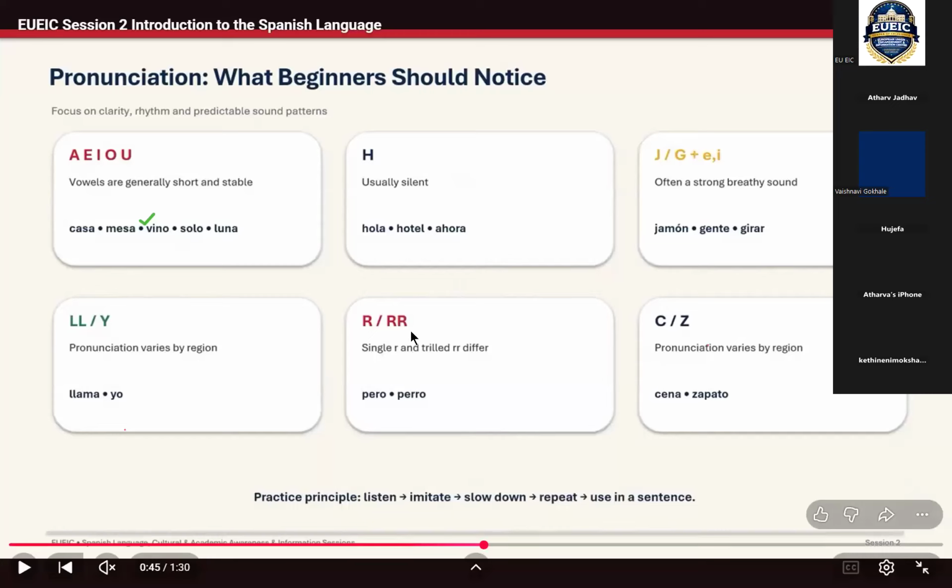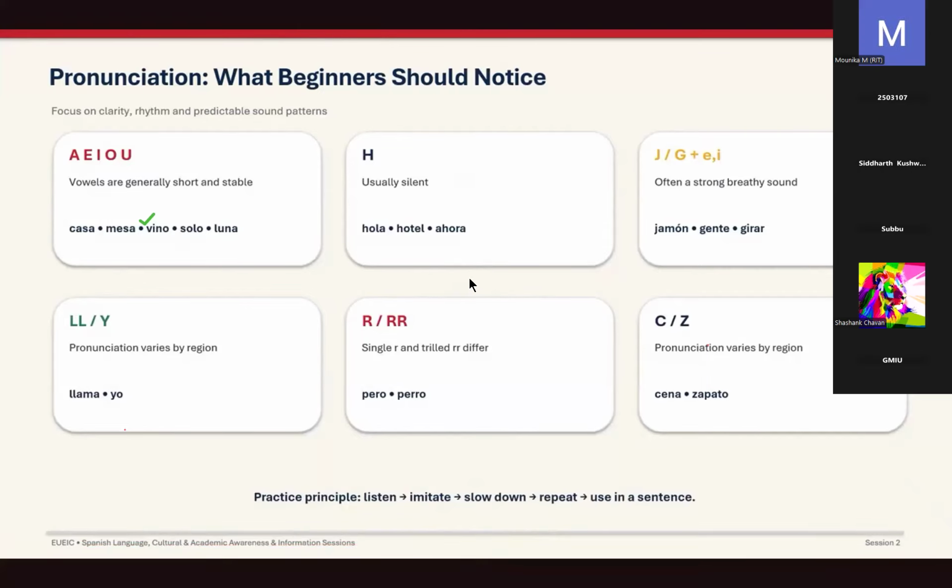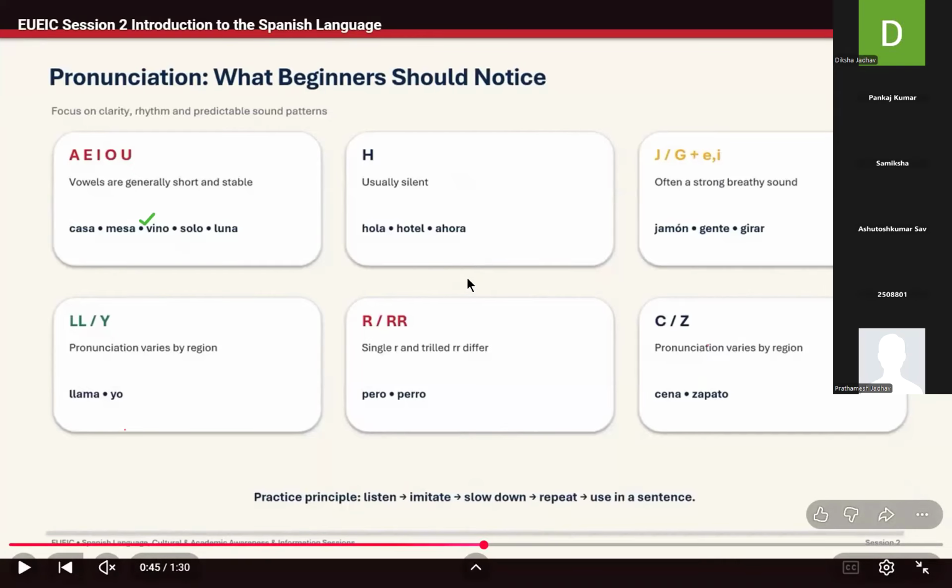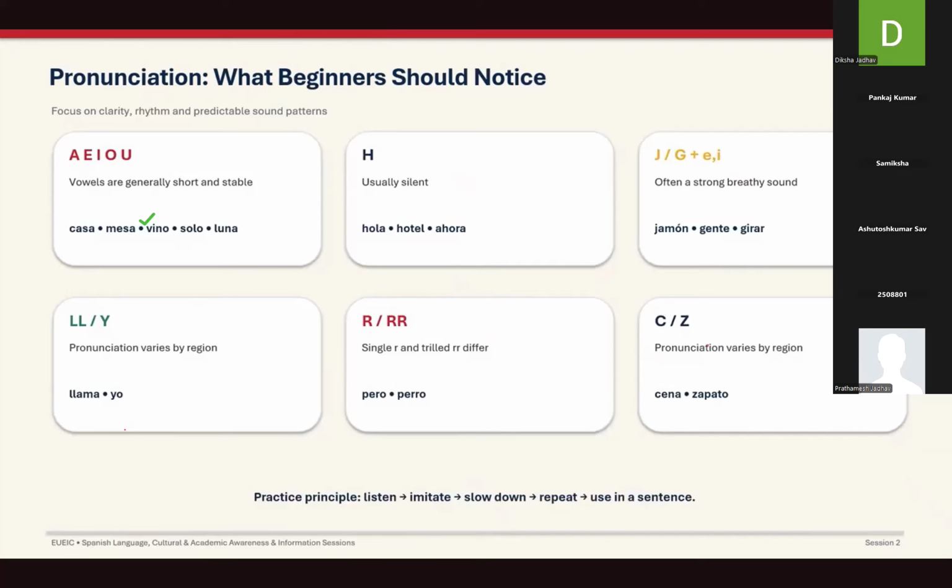R and double R. Now, I think if anybody has heard Spanish, maybe celebrities talking, or if you've heard the Spanish language in general, you might notice that the R sound is very strong, right? So this is R and this is doble R. So you have perro, you have perro. This distinction between one singular R and double R can sometimes be very confusing to understand because it is very strongly used in the language itself.